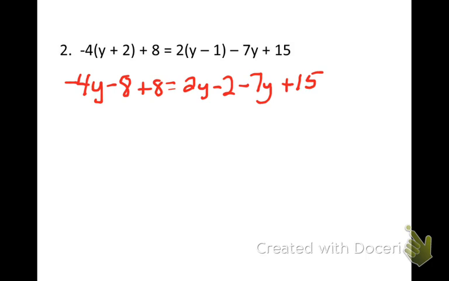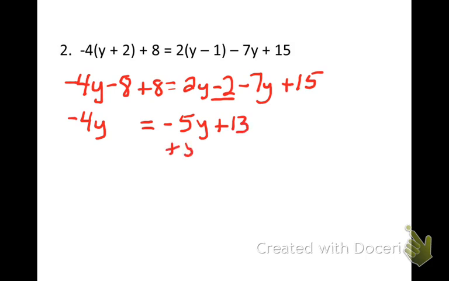So I'm going to look to simplify. Negative 4y, don't have any other y's on this side. Negative 8 plus 8 is gone, it's 0. 2y minus 7y would be negative 5y. Remember, the sign in front goes with it, so this is really negative 2 plus 15 would be plus 13.